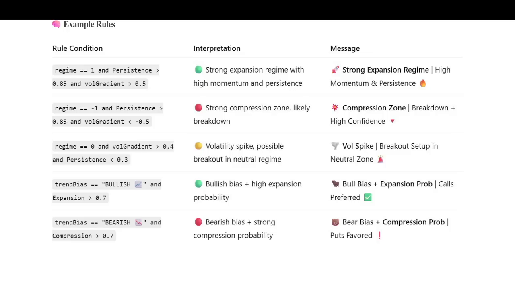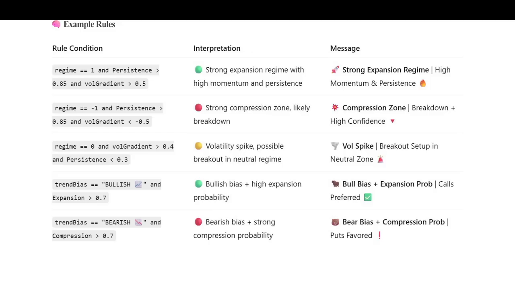For example, it might show you something like this: strong expansion regime with high momentum and persistence. This tells you that the market is in a powerful trending phase, a great time to scale up or follow trend based setups, or for option traders, buy naked ATM options. If you see this chart in front of you, regime is equal to 1, that is you're in expansion, persistence is greater than 0.85, volatility gradient is rising. Interpretation is strong expansion regime with high momentum and persistence. Message will be strong expansion regime, high momentum and persistence.